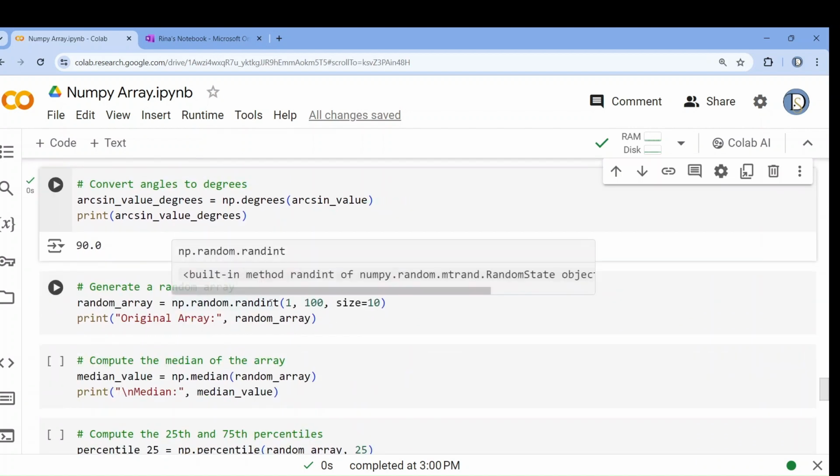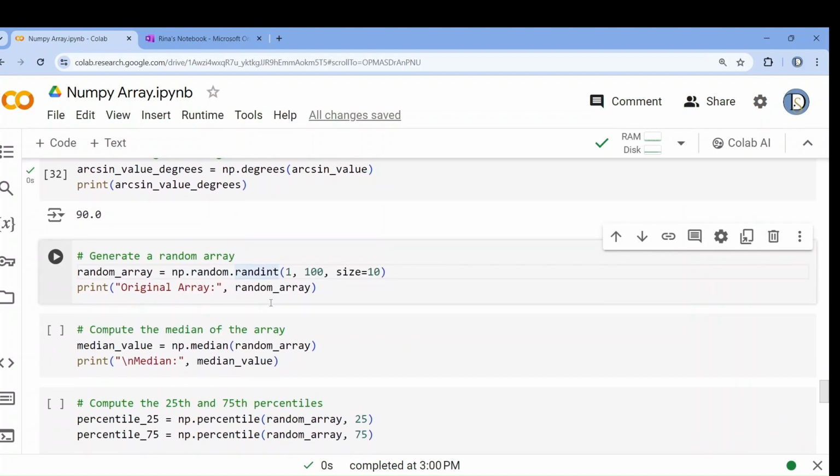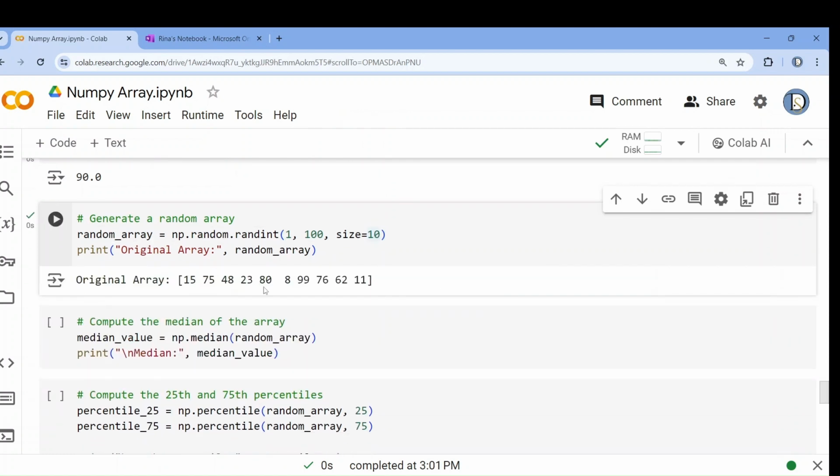So, sine 90 equals 1. Fine. Now, let's do the next part. That is, some statistical functions also we can apply by using NumPy arrays. Here, see, I have generated a random array. We have already learned random.randint, starting from 1 up to 100, the last one will be excluded, and I want 10 as the size. Now, let me show you. See here, 10 numbers randomly generated.